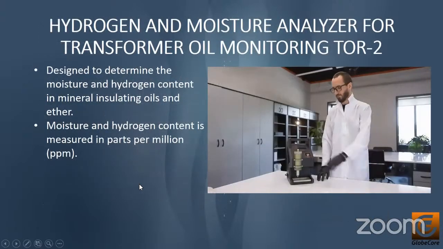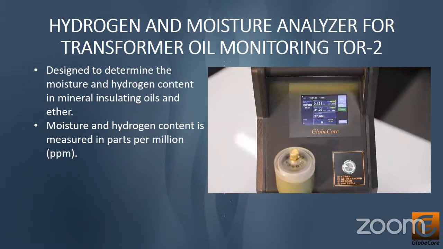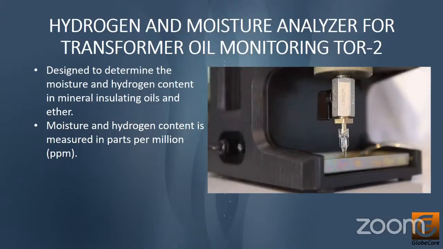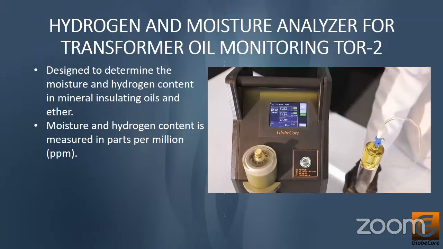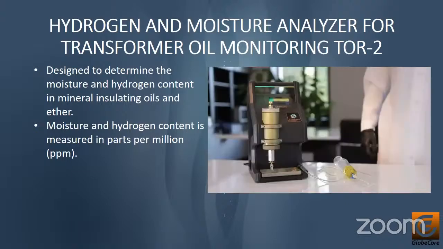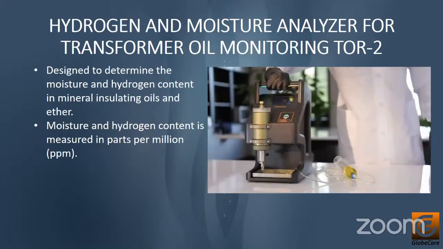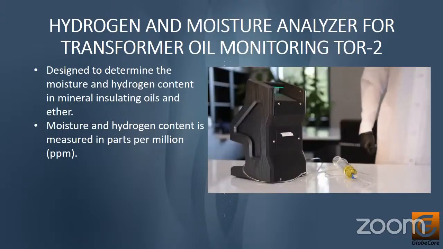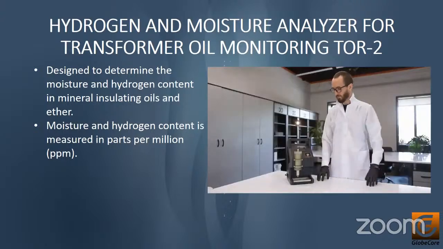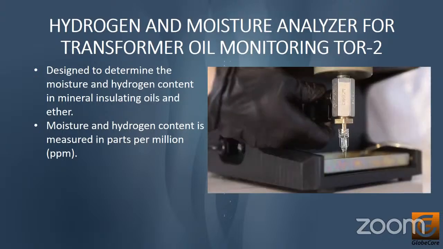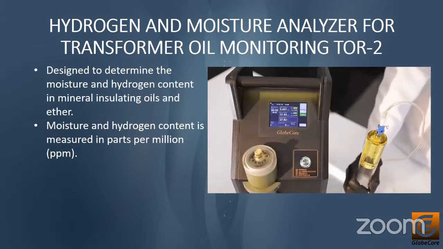The next device is the hydrogen and moisture analyzer for transformer oil, TOR-2. The formation of hydrogen in transformers occurs as a result of the destruction of the oil molecule. It is important to remember that oil is a hydrocarbon, so it is made up of carbon and hydrogen atoms, which form a long chain, which when the energy rises due to electric current or high temperature, they can separate from the chain, generating hydrogen in the insulating liquid.